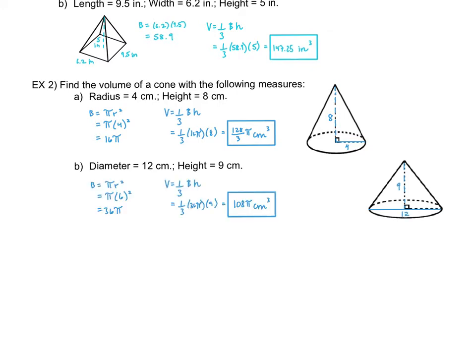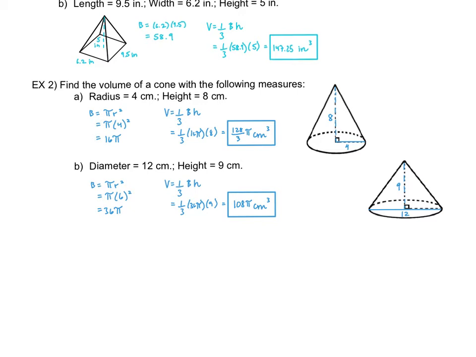All right, going over this example, we can see our diameter is 12, so half of it is 6. The height is 9. So to find the area of our base, it's pi times 6 squared. So it's 36 pi. Put that in our formula, so we have 1/3 times 36 pi times 9. And lo and behold, we will get 108 pi centimeters cubed.